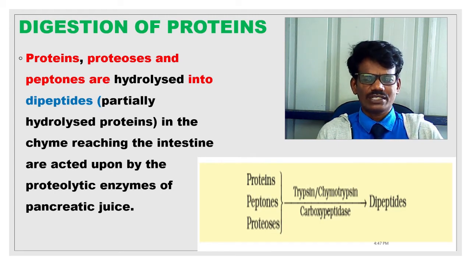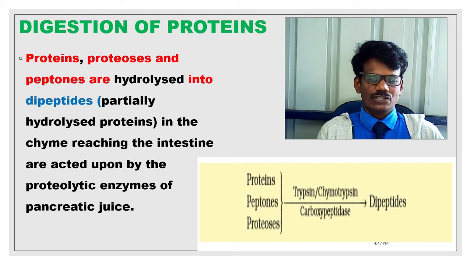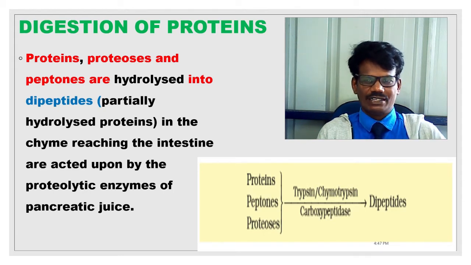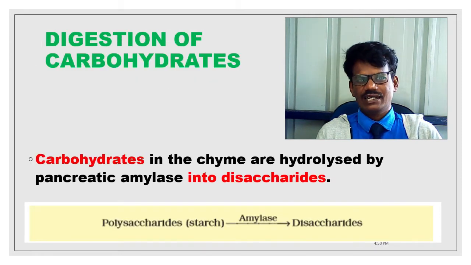How are these proteins getting converted into dipeptides? So proteins, peptones and proteoses, by the action of trypsin, chymotrypsin and carboxypeptidase, are hydrolyzed into the simpler form, dipeptides. These dipeptides will be further hydrolyzed by other enzymes that are present in the small intestine. So next, digestion of carbohydrates.